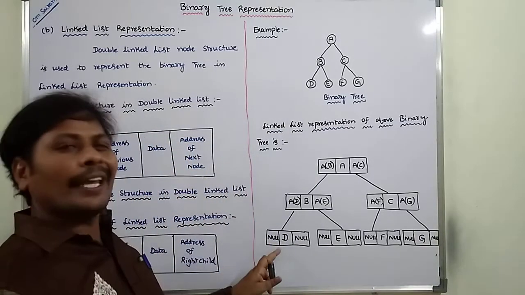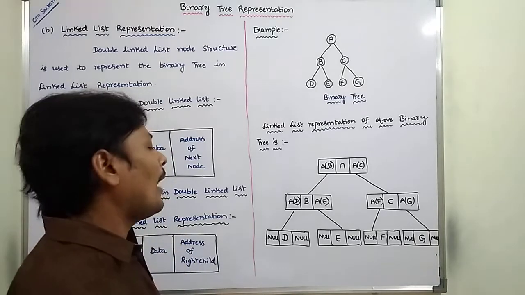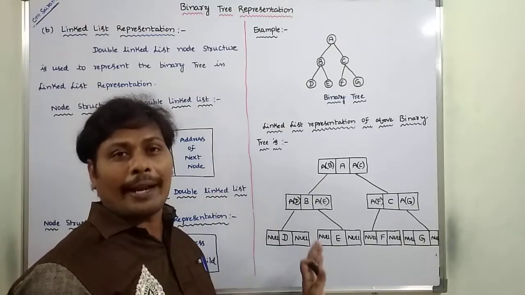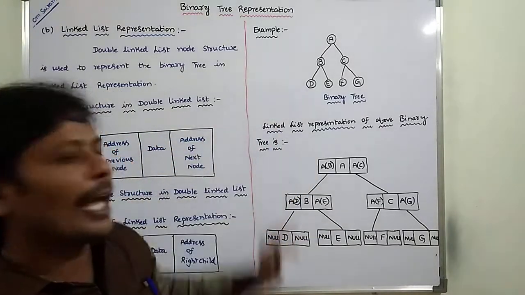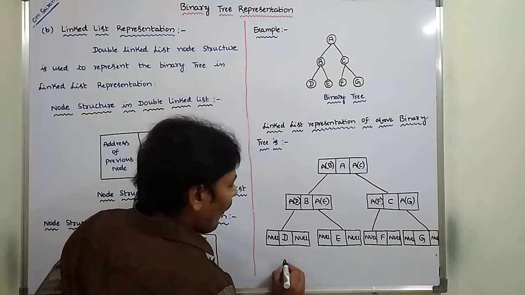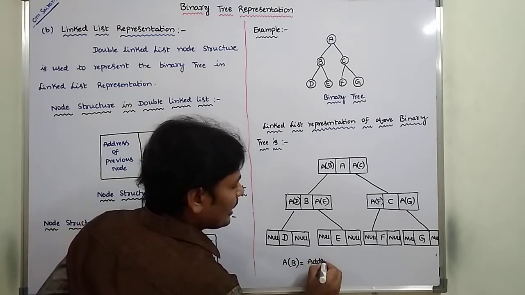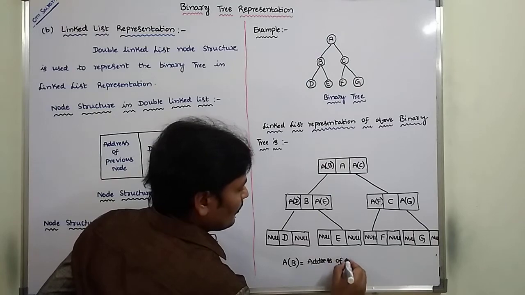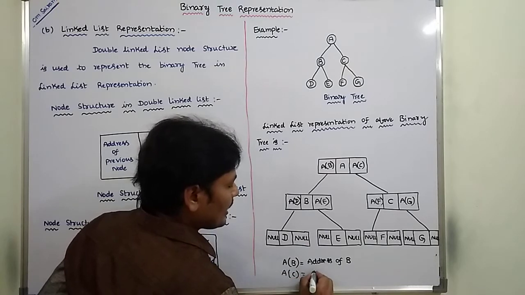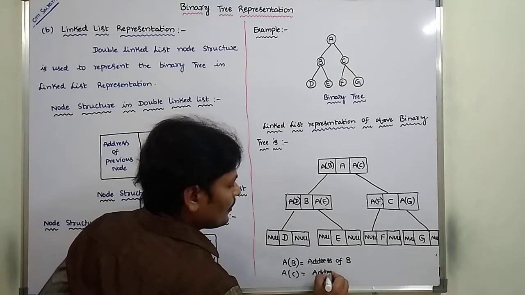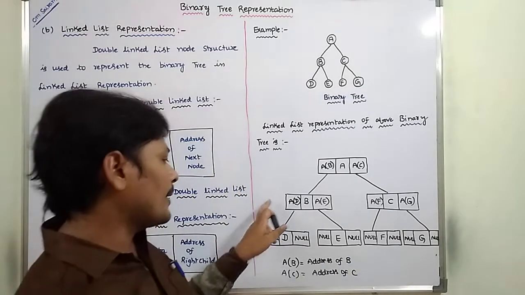Okay. So if any node does not contain any left child or right child, then the address of that left child or right child is null. So this is the linked list representation of the above binary tree. Okay. So A of B is nothing but address of B. In the same way, A of C is nothing but address of C. Okay. Here A of D is nothing but address of D.